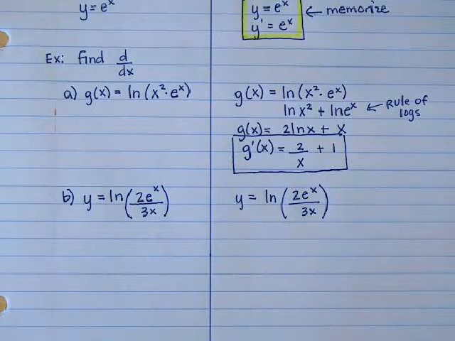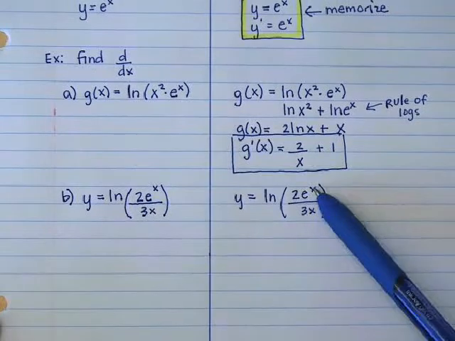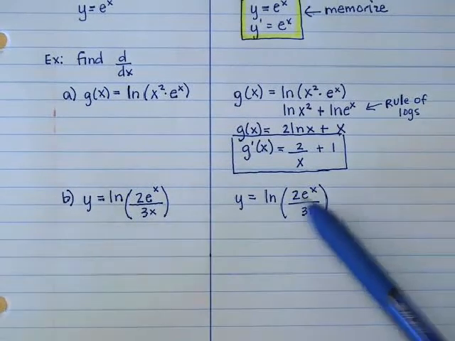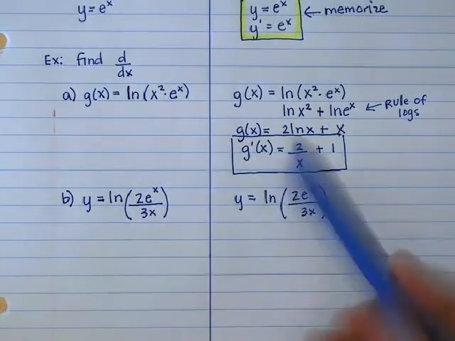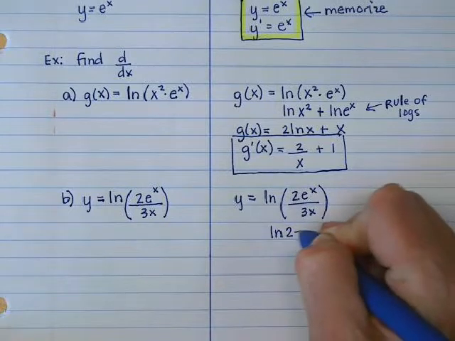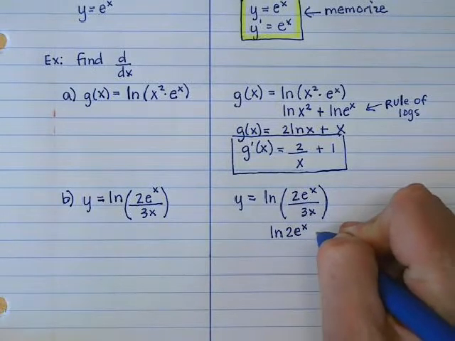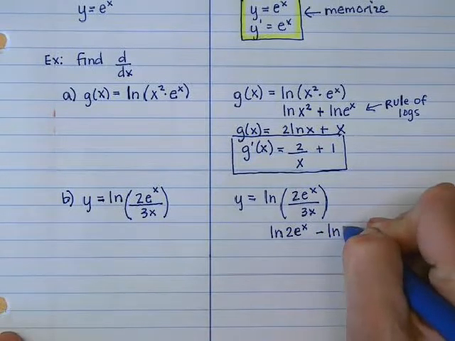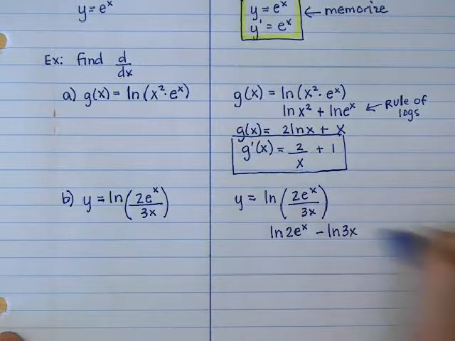Okay, so first thing that I'm going to start with is I'm going to do my rule of logs. So the rule of logs says that if you divide these, you subtract. So this is the same thing as the natural log of 2e to the x minus the natural log of 3x.